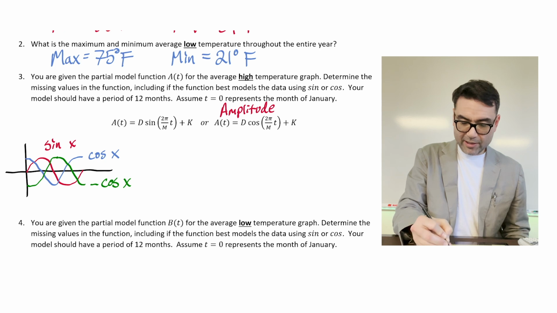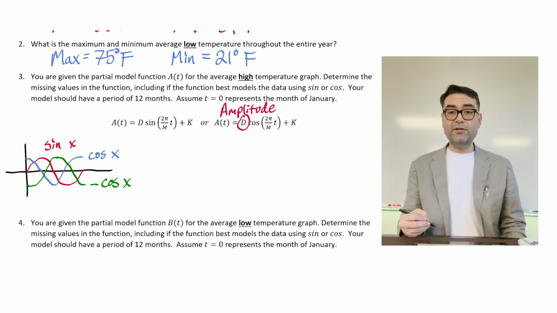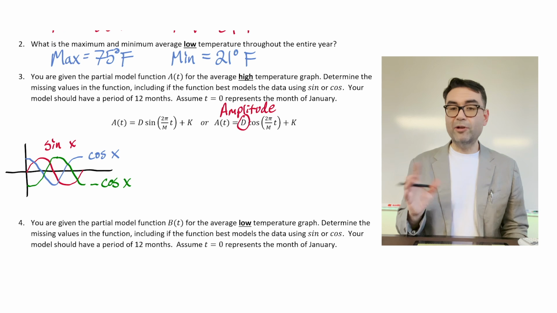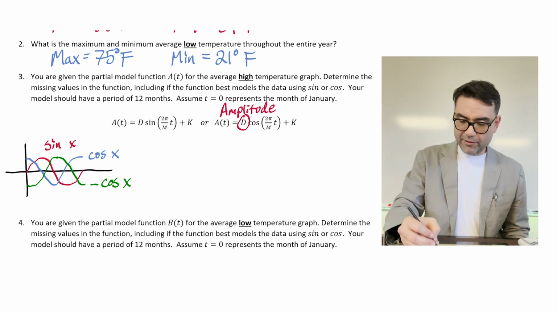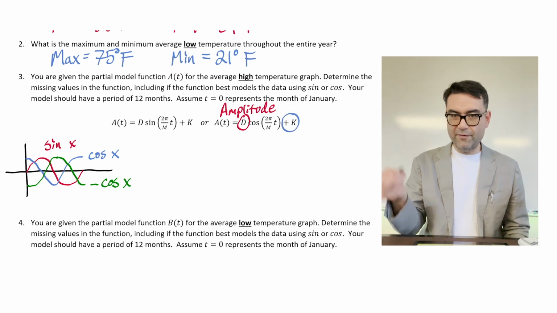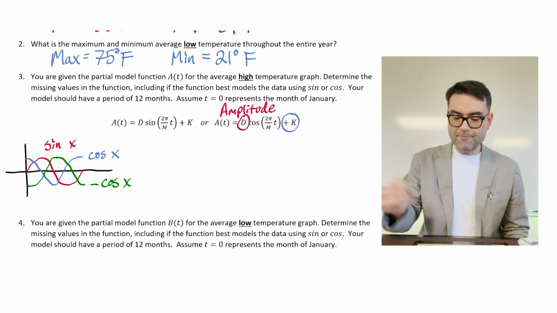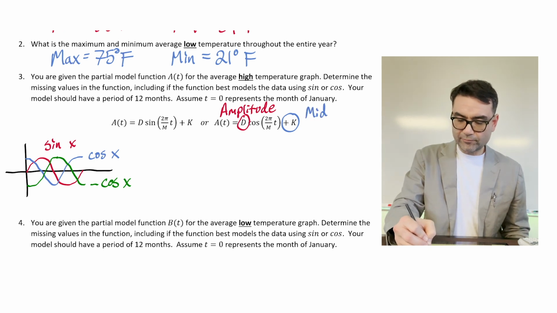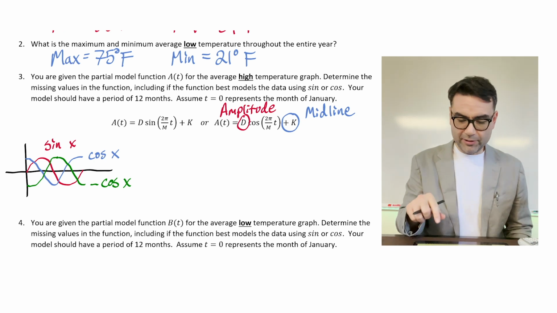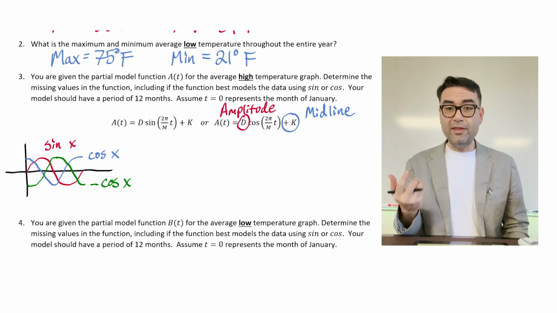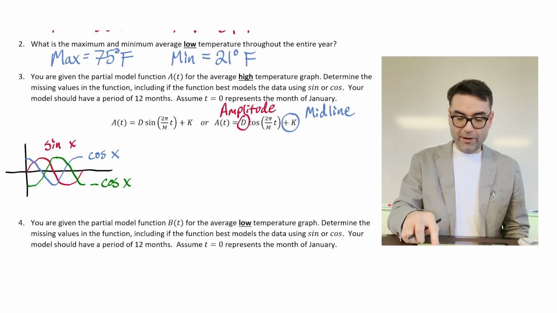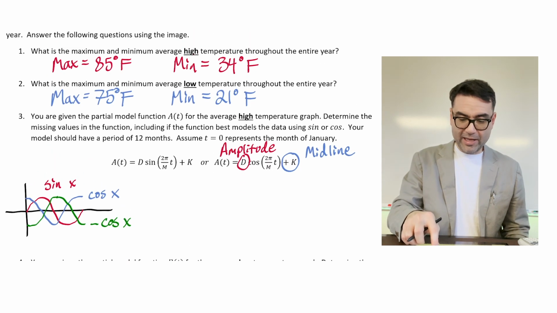Right, so the value that's multiplying your sine or cosine function is your amplitude, regardless of the negative. And then the k value here, that I just called k, just arbitrarily, this is our midline value. So let's make some sense of what we're working with here. To find the high model, let's rewrite what we know. The maximum is 85 and the minimum is 34.